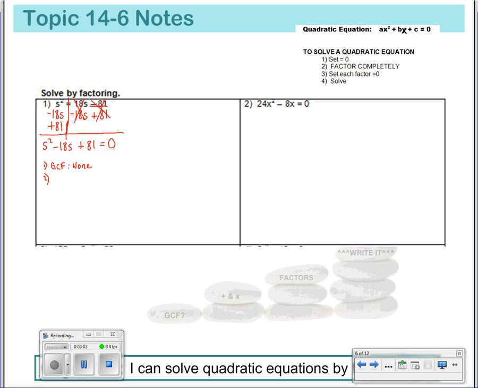Second thing we need to do is find our sum and our product. Our sum is going to be from the middle term, that's negative 18, and our product, I will multiply the coefficient of the s squared, which is 1, times 81 and get 81. Now we need the factors. What two numbers multiply to give you 81, but add to give you a negative 18? That is going to be negative 9 and negative 9. Negative 9 times negative 9 is a positive 81. Negative 9 plus negative 9 is a negative 18.